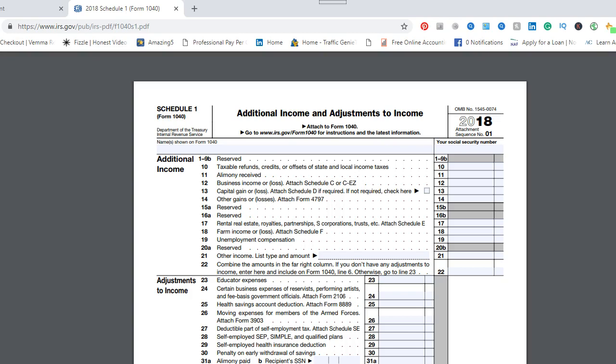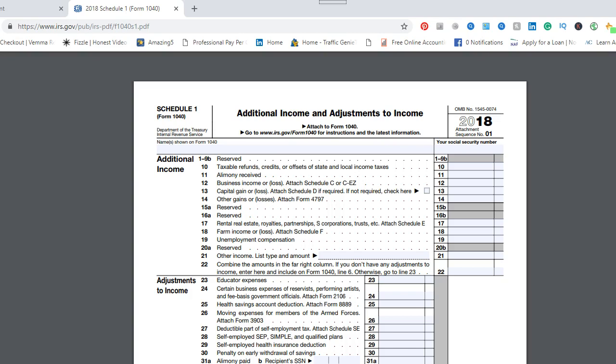And 16A is reserved, but normally 16A and 16B was for people who received retirement income. So if you receive a 1099-R from being retired, you would normally go on that line.